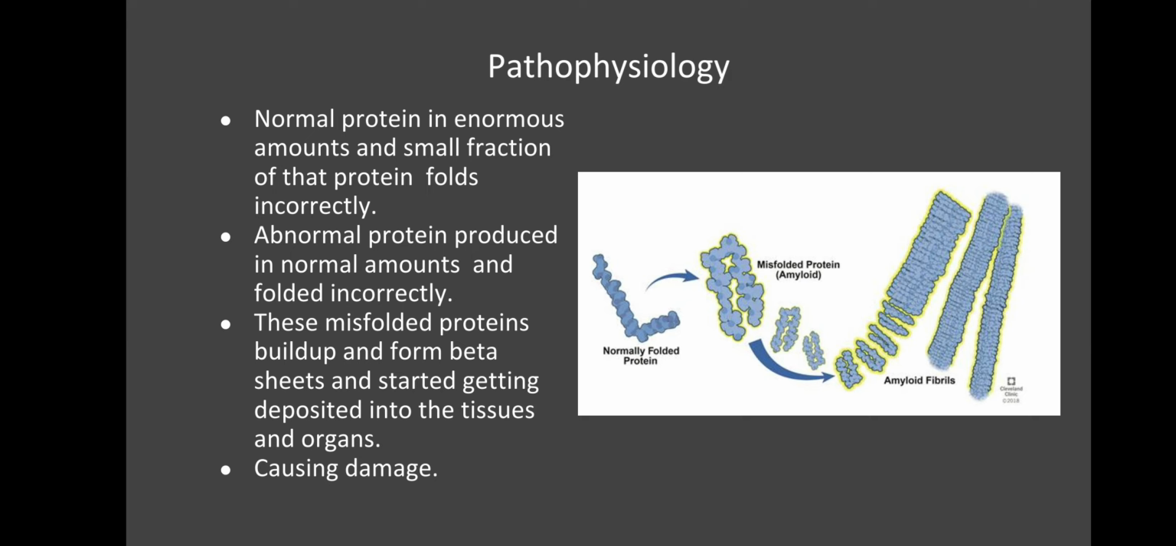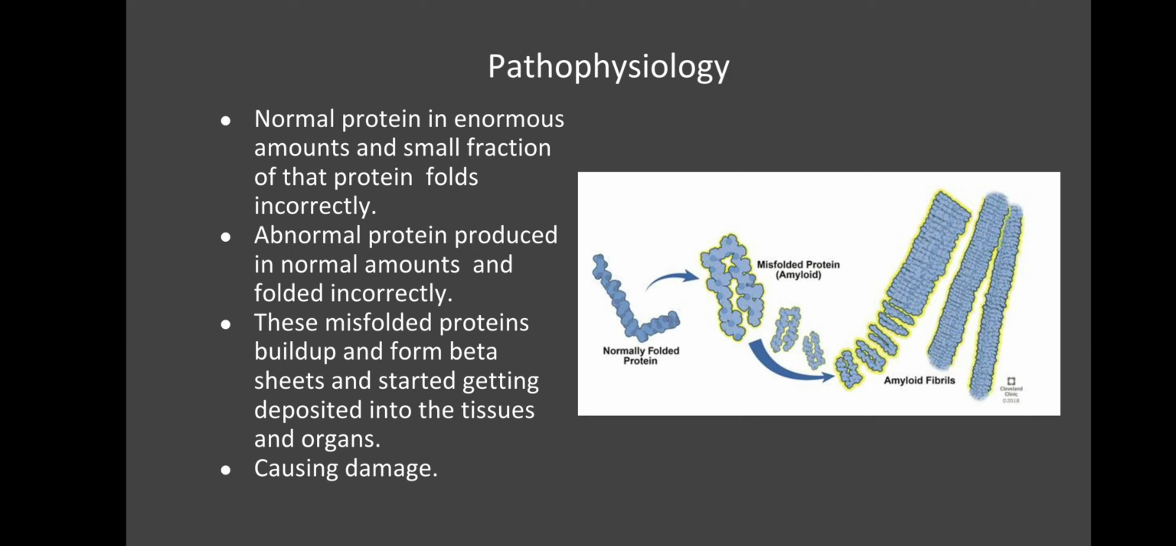Now, let's go to the types of amyloidosis. So there are mainly five types: AL amyloidosis, AA amyloidosis, familial amyloid cardiomyopathy, systemic amyloidosis, and localized amyloidosis. Let's start with AL amyloidosis.